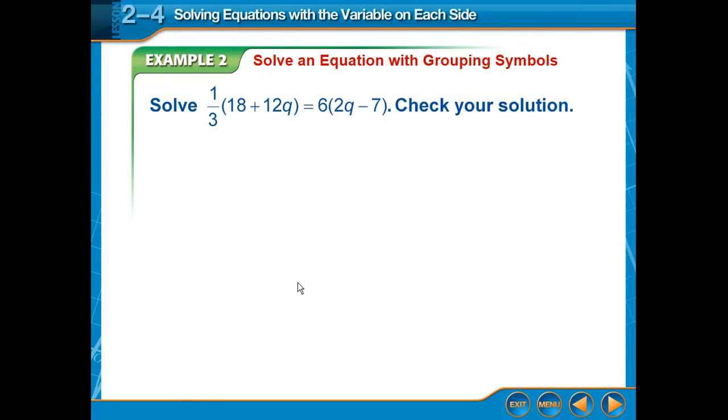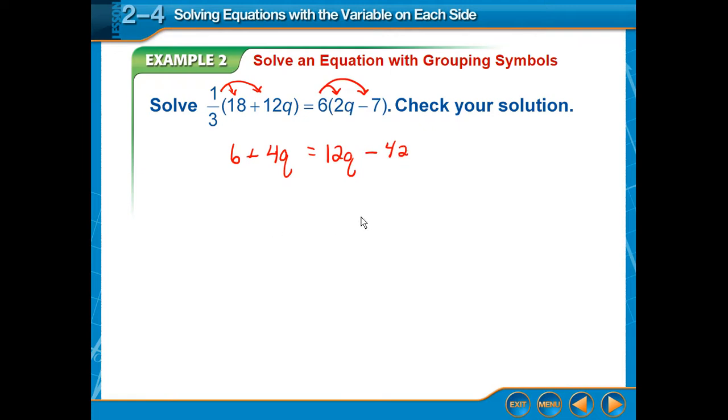Okay, we can do the same thing, except when we have grouping symbols, we want to distribute first. So I'm going to distribute 1/3 through both parts. So 1/3 of 18 is 6, and 1/3 of 12 is 4. So it's going to be 4q. Okay, and on this side, I'm distributing the 6 through to both the 2q and the -7. So 6 times 2q is 12q, and 6 times -7 is -42.